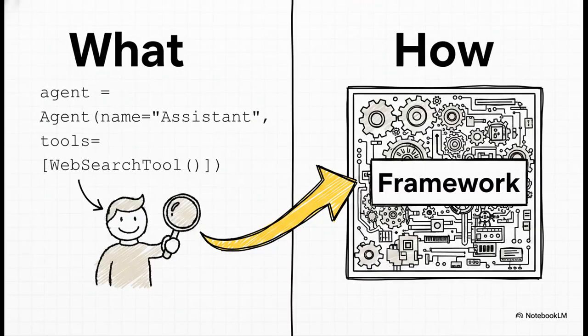And once again, the code tells the whole story. We create our agent, we give it a name like assistant, and we hand it a web search tool. The underlying runner system, which is all provided by the SDK, just takes care of the rest. You get to define the what, and the framework handles the how.